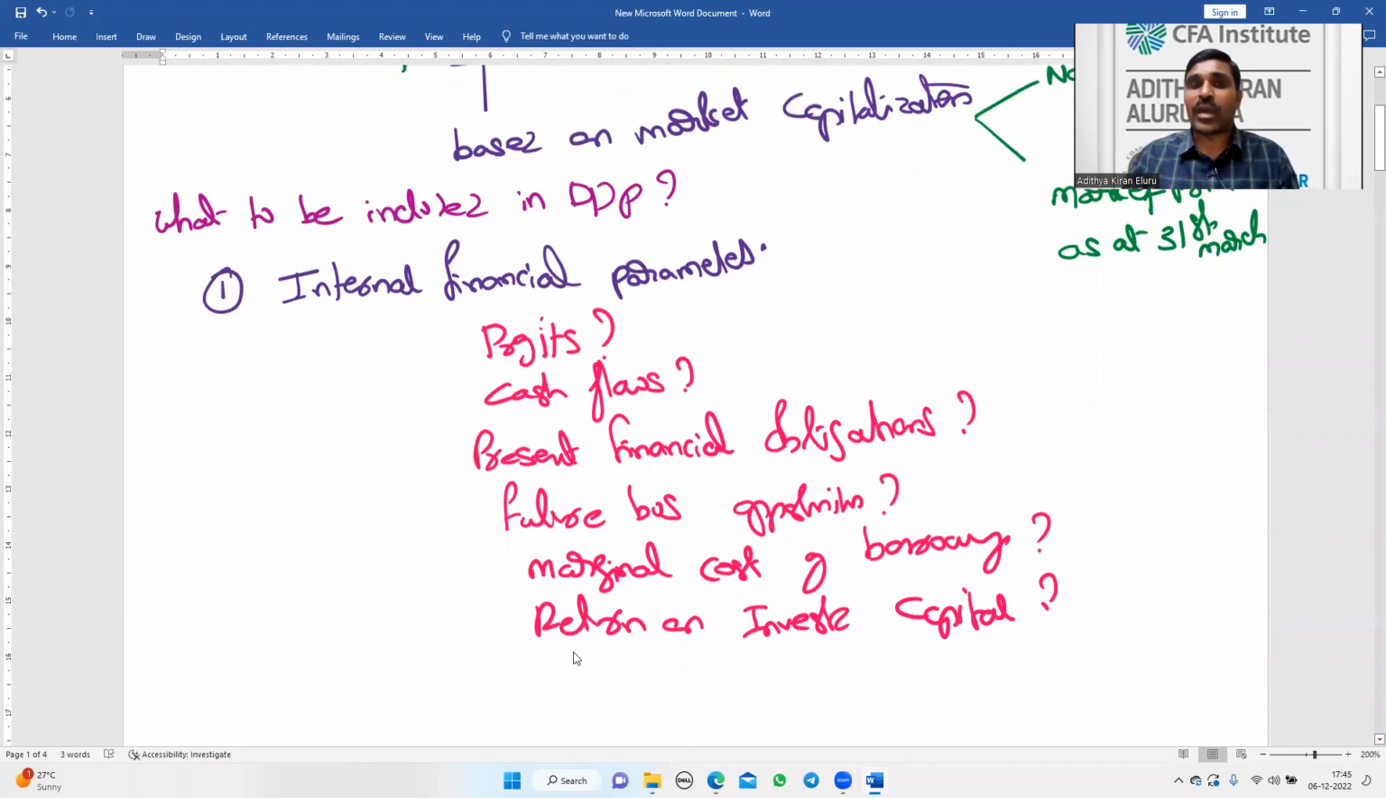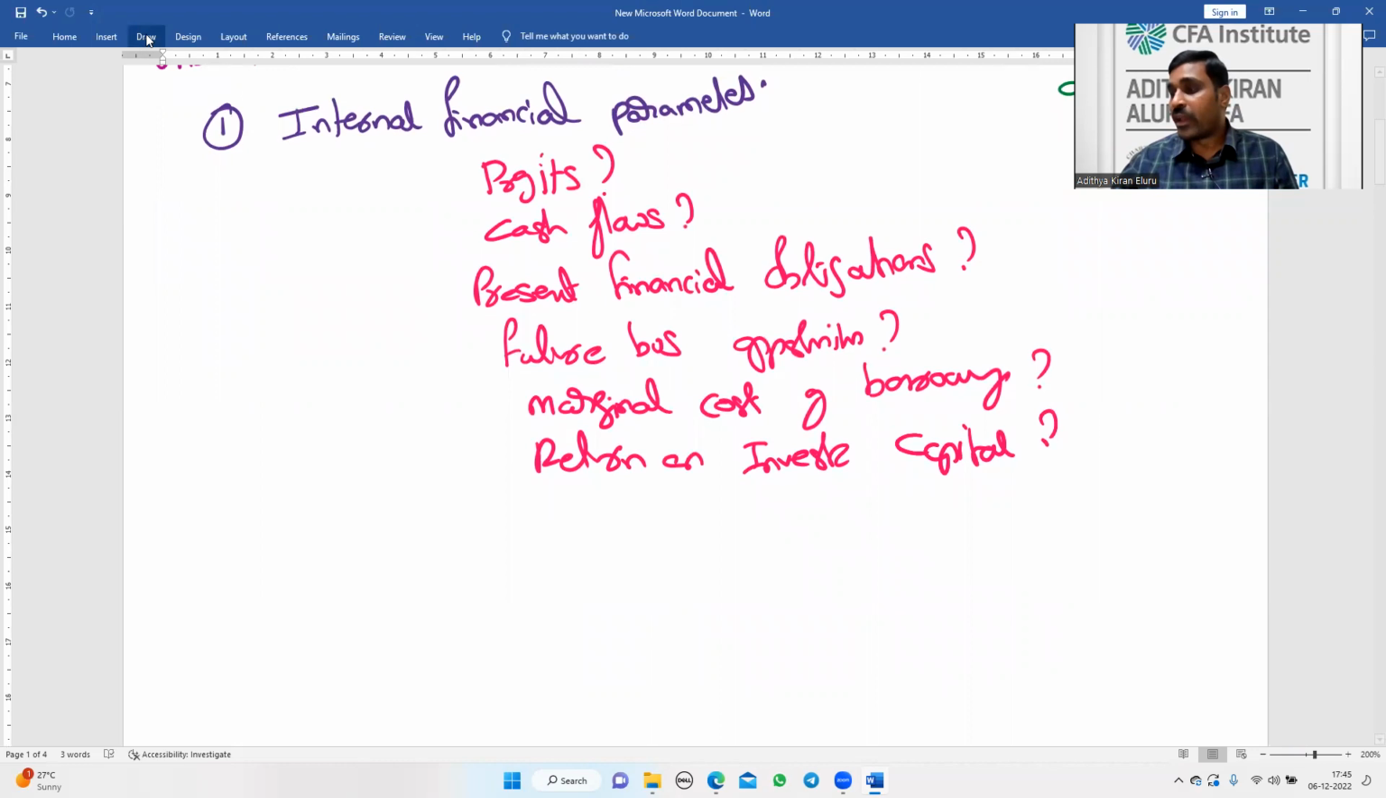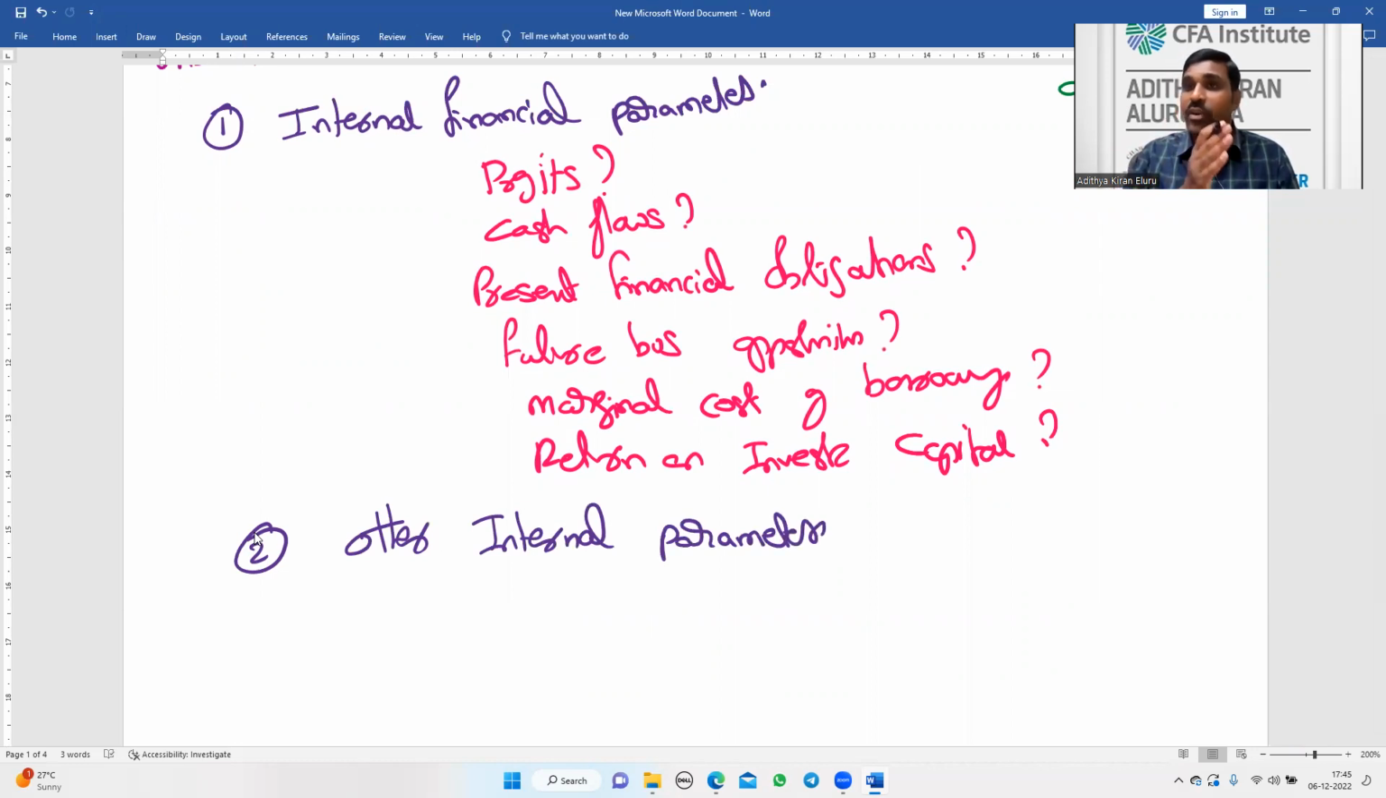Based on all these parameters, you have to decide. These are the internal financial parameters which decide how much dividend to be paid. Next, other internal parameters, like what the shareholders' expectations are. Whether the shareholders are expecting continuous dividend, whether most of the shareholders are retired people who depend on regular dividend income, or whether most of my shareholders are universities or other endowment funds which need regular dividends to meet their operational expenses. Based on that, I'll decide how much dividend to pay.